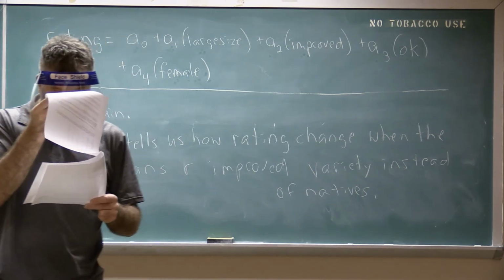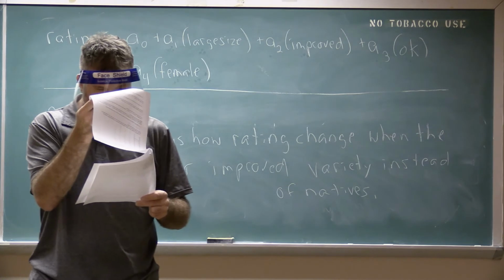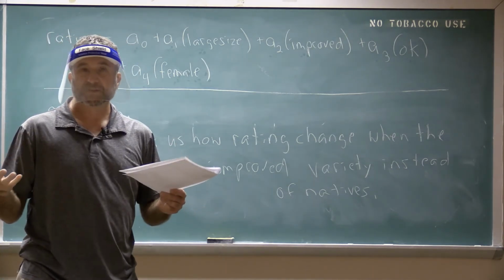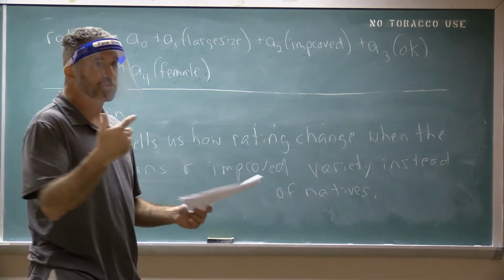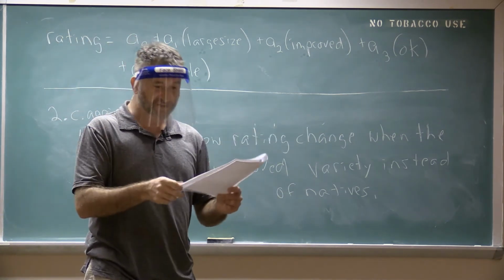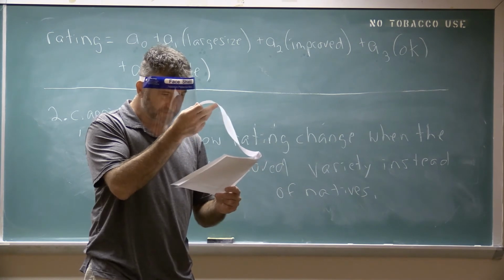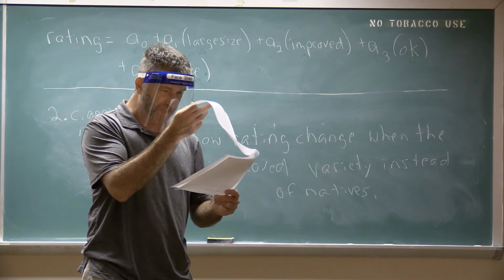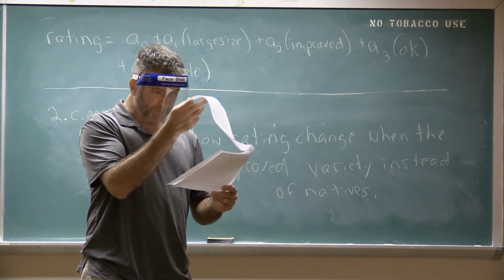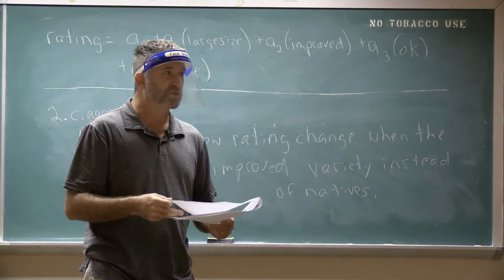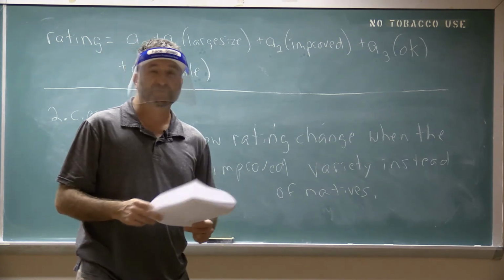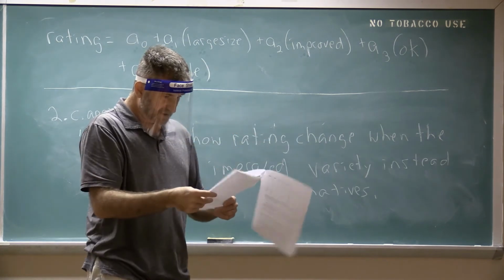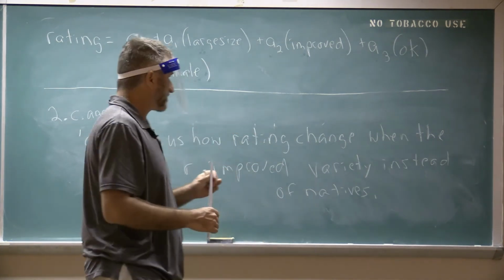And when I look at the coefficient estimates, A2 is 0.0520. That's a positive number, so going from natives to improved does increase the ratings, but not a whole lot. The coefficient for large size was 0.5619. The coefficient for improved is 0.0520. So the variety, at least for y'all on these questions, didn't matter near as much as the change in pecan size.